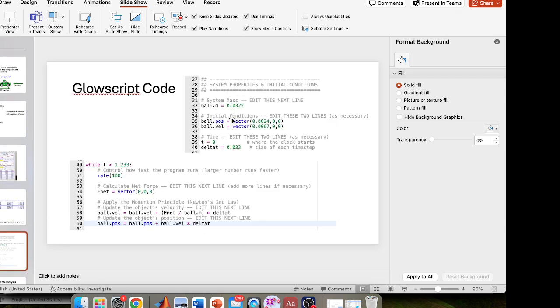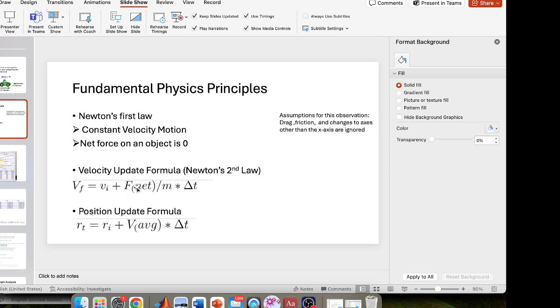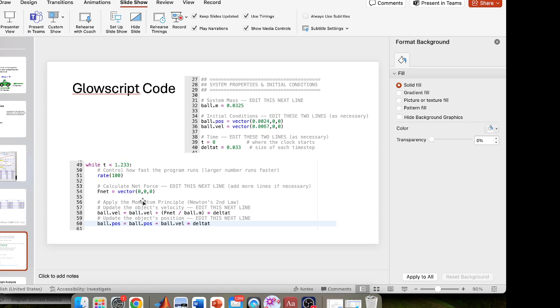This is my GlowScript code. We can see that I changed the ball's mass to 0.325 kilograms, and I changed the ball's position and velocity according to the values that I calculated above. I changed the time to 0 and delta t to 0.033 seconds, and I changed the max time to 1.233 seconds, which was the max duration of the experiment. I changed the net force to 0 because, again, according to Newton's formula, we want the net force to be 0 so it is still in constant velocity. And then I also changed the velocity and the position of the ball and put in the formulas according to the equations I just showed.